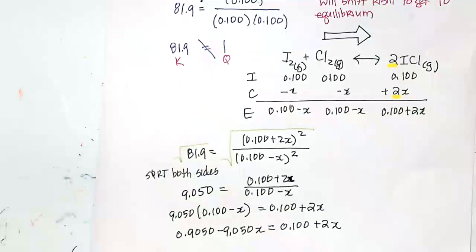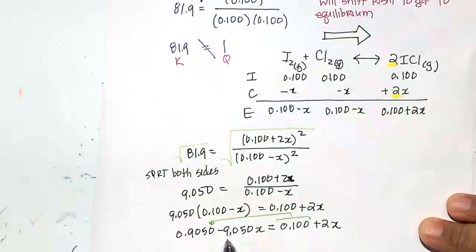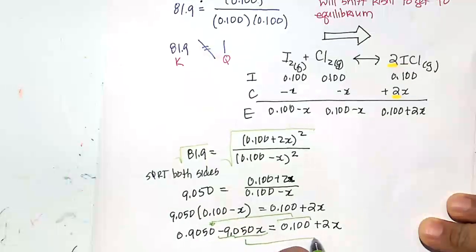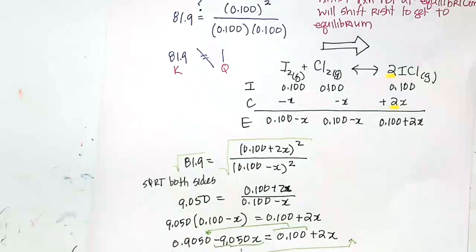Alright, what am I going to do here? I'm going to move this 0.100 to this side of the equation, and move the minus 9.050x to the other side. So this becomes 0.9050 minus 0.100, just moving it across the equation, equals 2x plus 9.050x.